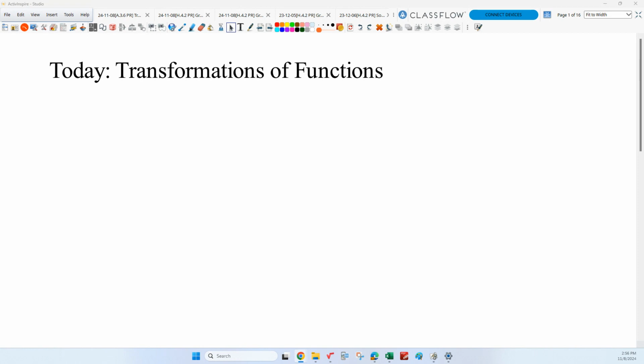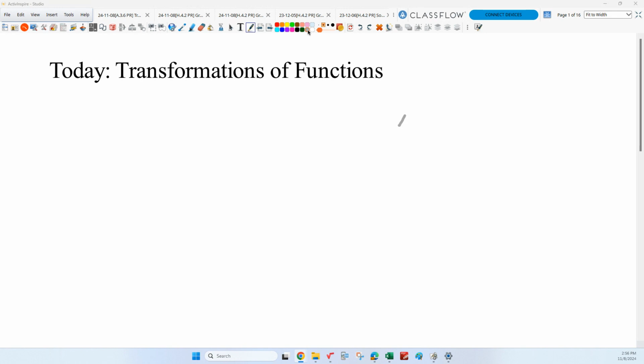Okay, so today the last topic is transformations of functions. On the new assignment that I put up, do not go past problem 10. After that, don't go any further because we're not going to cover that stuff today. That'll be Tuesday. Only do the first 10. Transformations of functions.